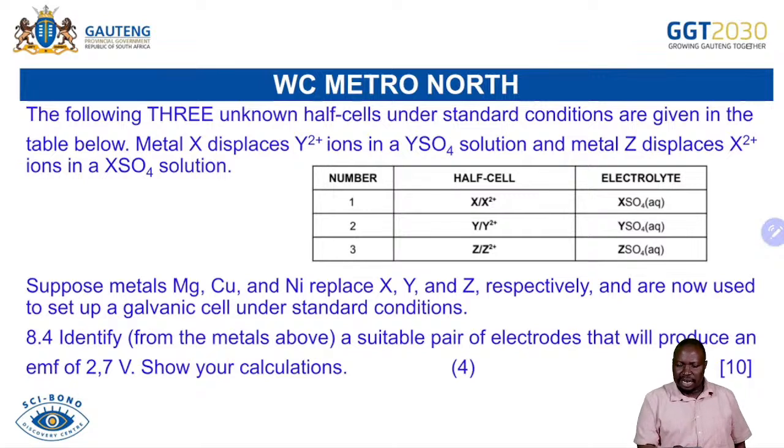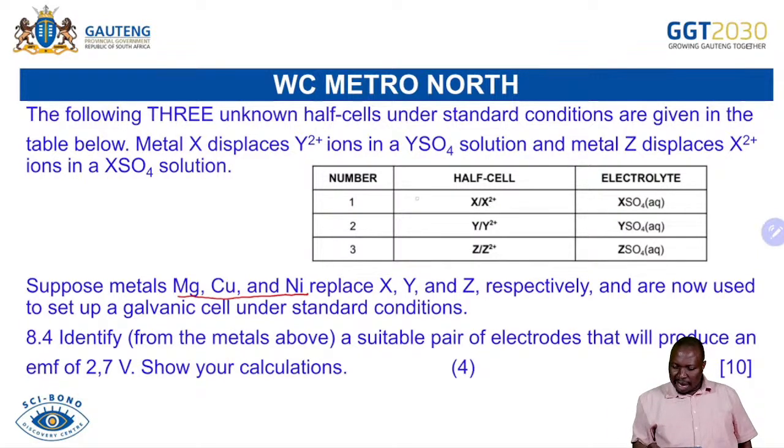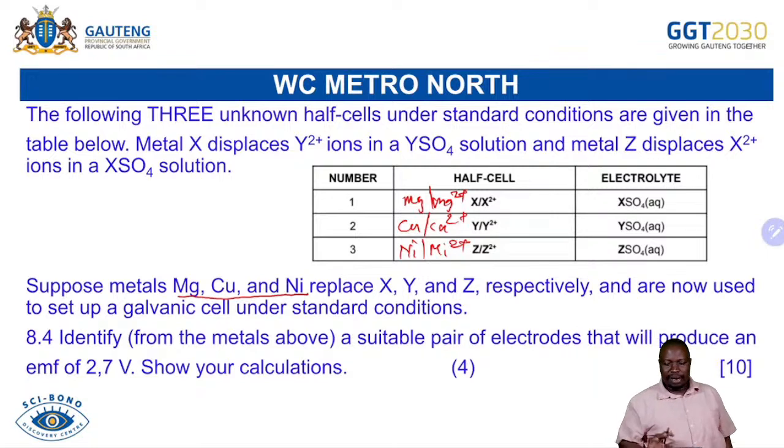Now, in this statement, they are saying the following three unknown half cell standard reactions are given in the table below. So they were given, you remember. They are saying suppose that the metals magnesium, copper, and nickel replace X, Y, Z respectively. So where you have X, you now have magnesium and magnesium 2 plus. Where you have Y, you now have copper and copper 2 plus. Where you have Z, you now have nickel and nickel 2 plus. That's what this question is saying. So nothing there must be a problem to you.